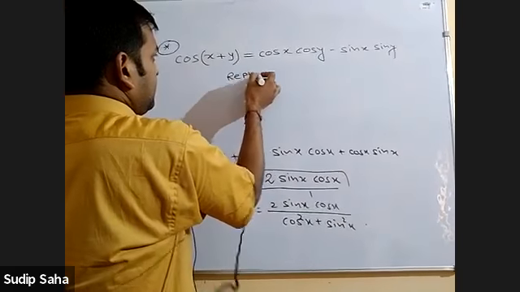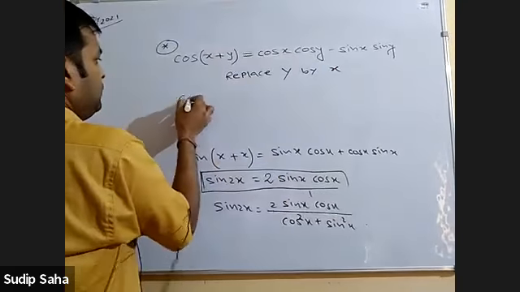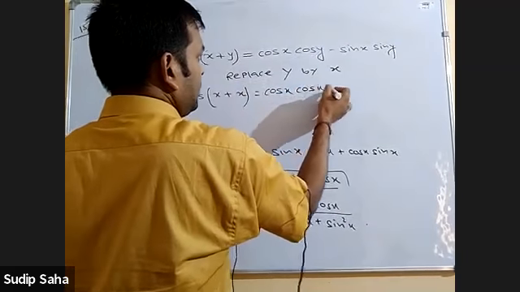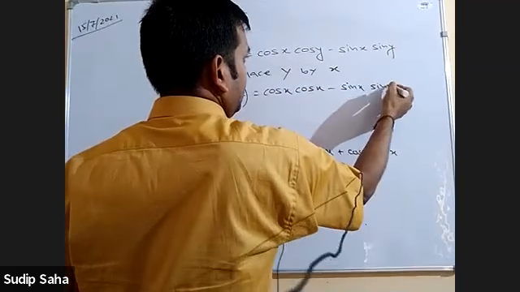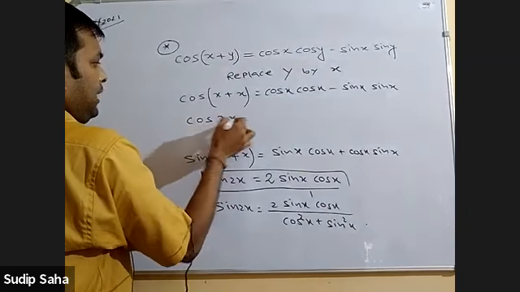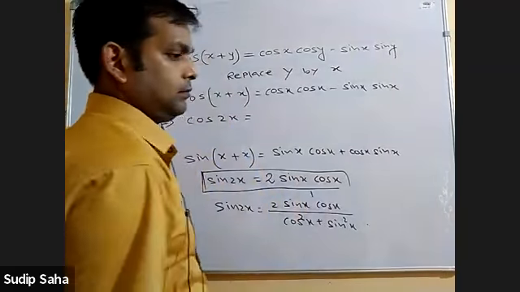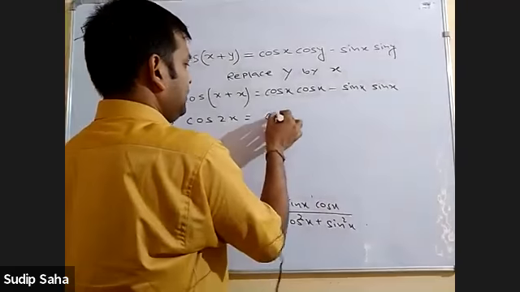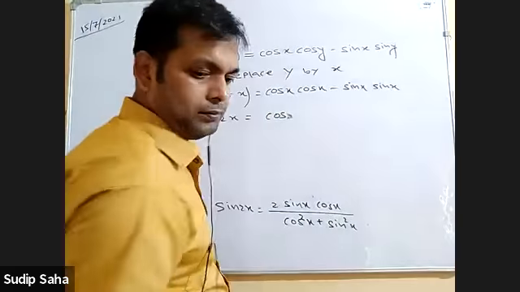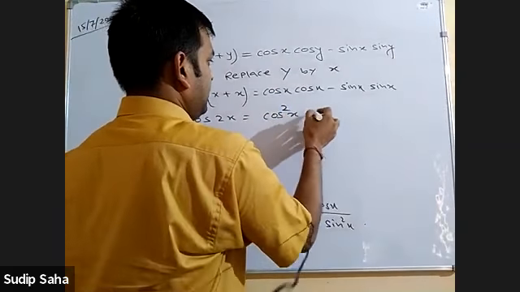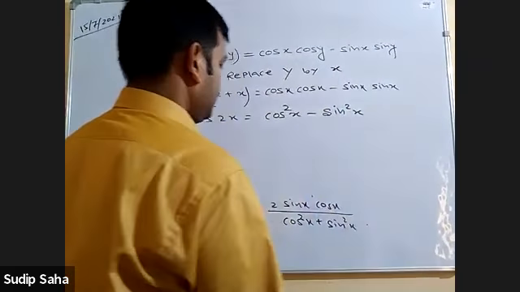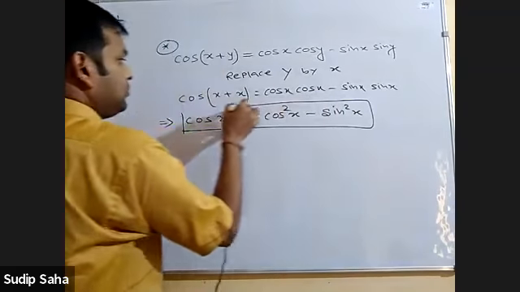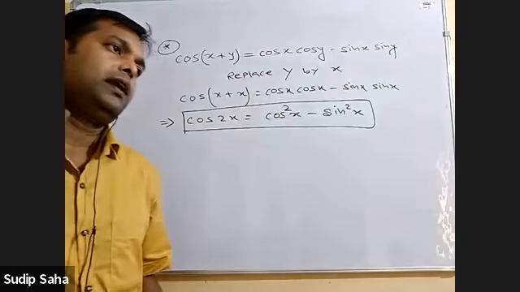Replace y by x. So in place of y, I'll write x here: cos x cos x minus sin x sin x. So cos 2x, x plus x. What is cos x into cos x? Cos square x, or cos x whole square, same thing. Cos square x minus sin square x. Understood? This is the first formula: cos 2x equal to cos square x minus sin square x.